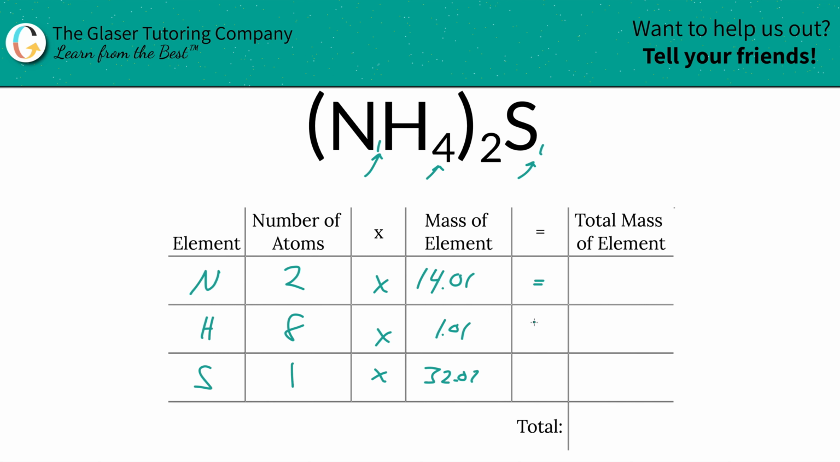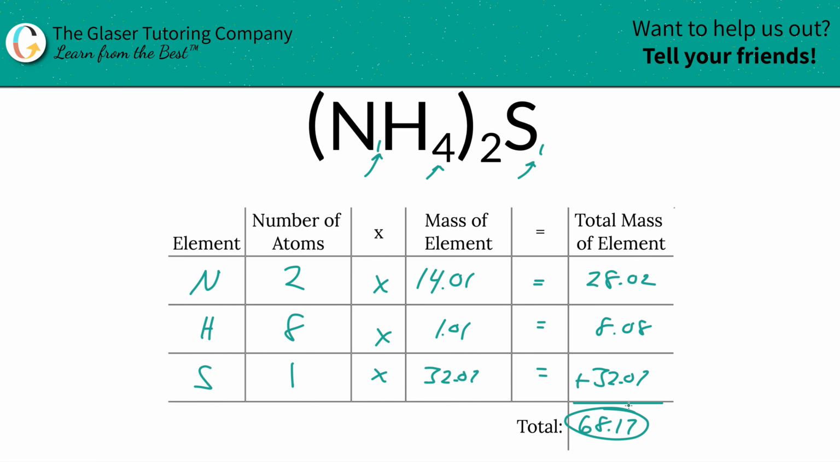Then we're going to multiply across the row to find the total mass of the element in the compound. So this is going to be 28.02, this is going to be 8.08, and this is simply going to be 32.07. Then to find the total mass of the compound, which is what we're interested in, we have to add up this column. It's as easy as that. So this is going to be 68.17. And there you have it. That was the total mass of the compound. That was the first step.